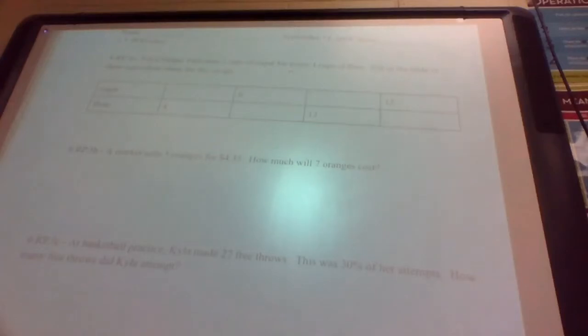All right. The first question was equivalent ratios. So your first question said, fill in the table to show equivalent ratios. An equivalent ratio is just two ratios that are equivalent.